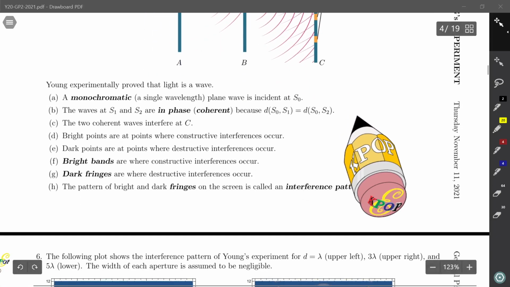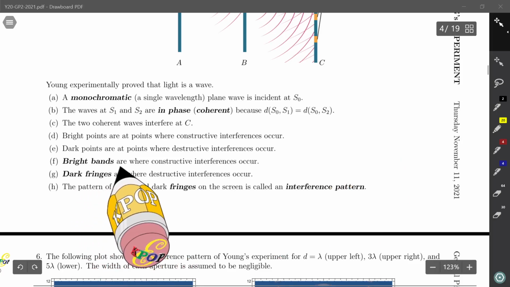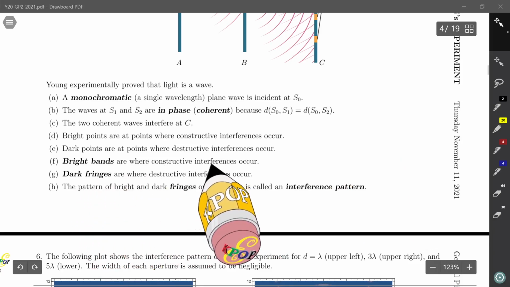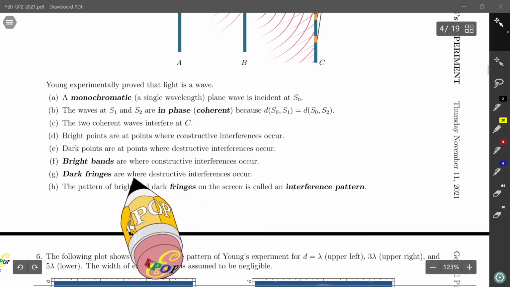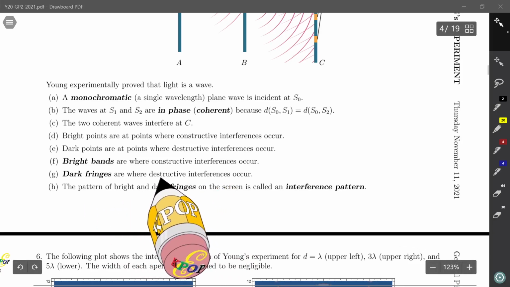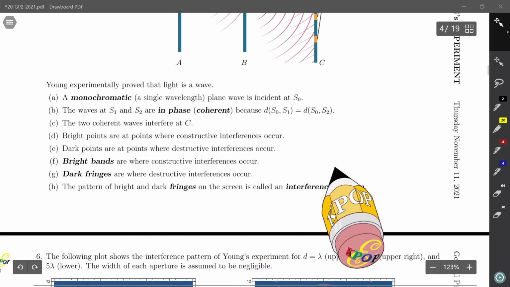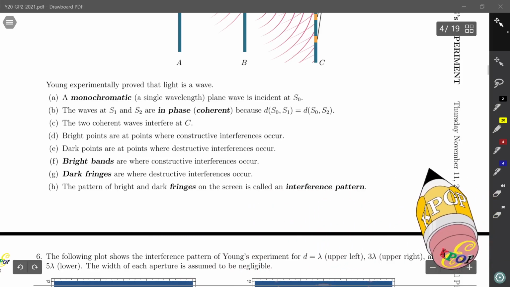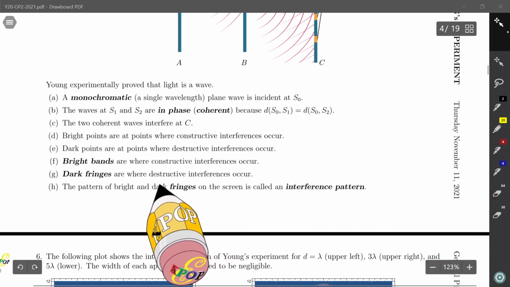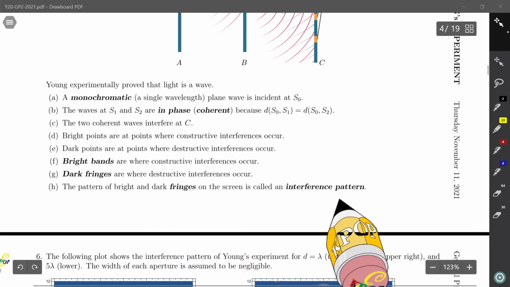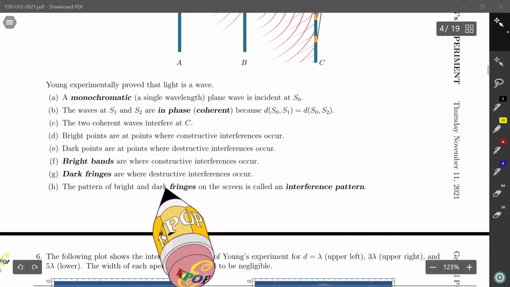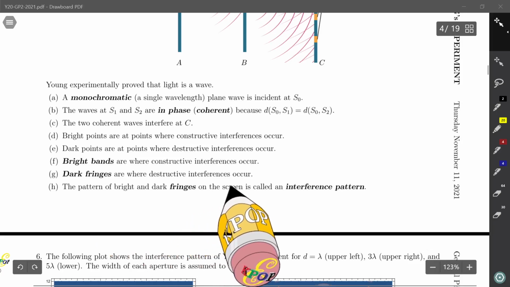There are bright bands, which are related to constructive interference that magnifies the resultant wave, and dark fringes, which represent the points where destructive interference occurs. We have a terminology: interference pattern means the bright and dark fringes on the screen.